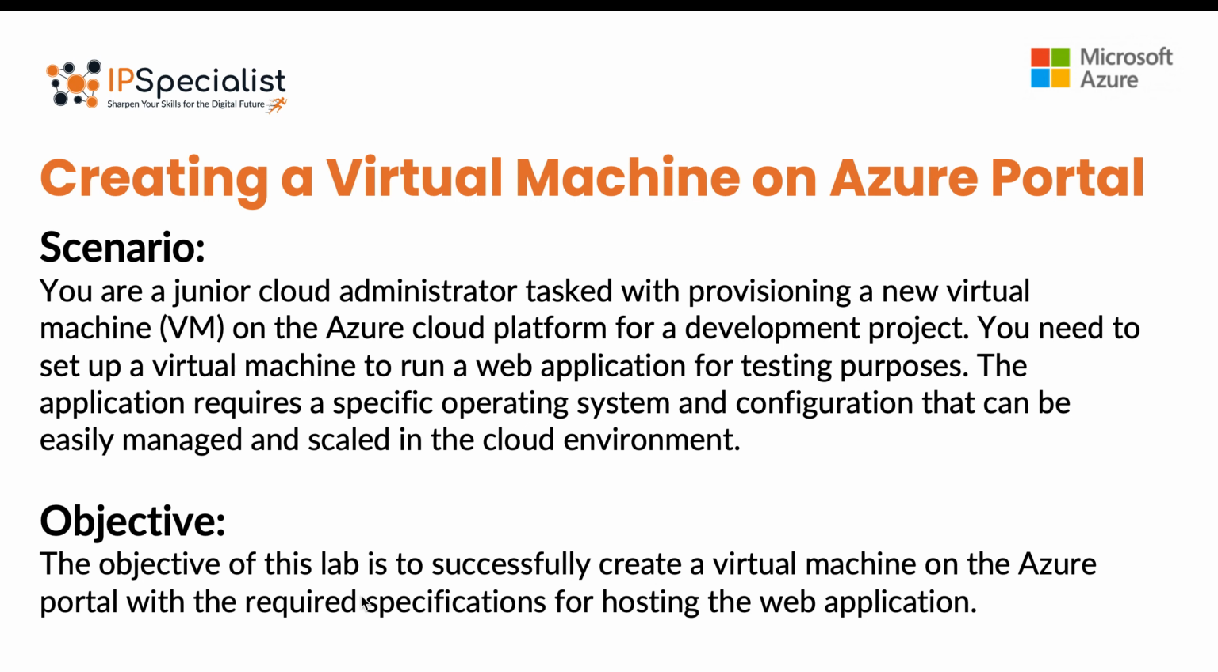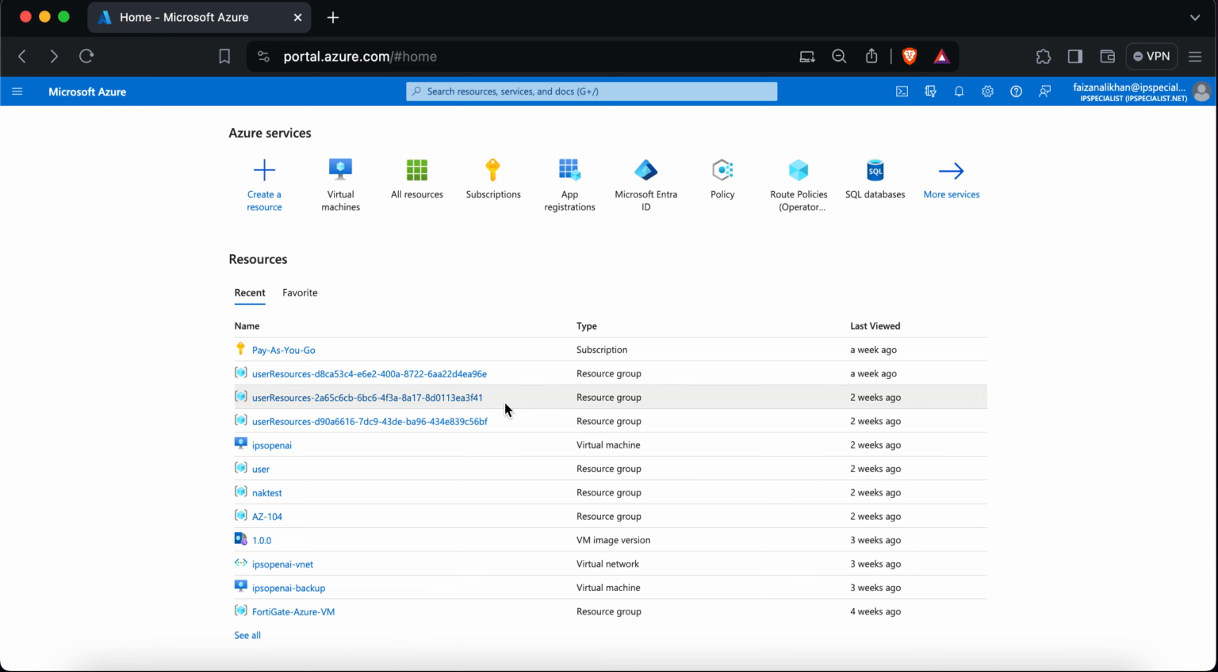The objective of this lab is to successfully create a virtual machine on the Azure portal with the required specification for hosting the web application. So let's quickly move on and log into the Azure portal. I've already logged in. This is the home page of the Azure portal. So let's navigate to the virtual machines.